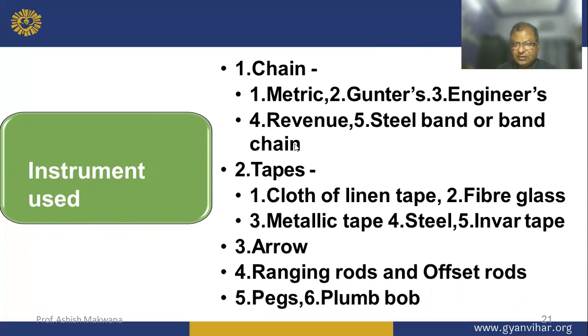Metric chain, Gunter's chain, engineer's chain, revenue chain, steel band or band chain, and tape. So cloth or linen tape and fiber glass, metallic tape, steel, invar tape, arrow and ranging rod, offset rod, peg and plumb rod. This is all used in chain surveying.